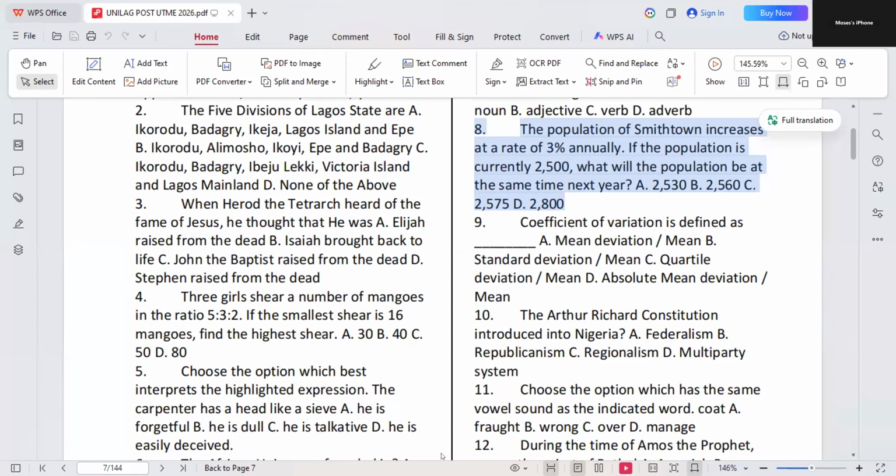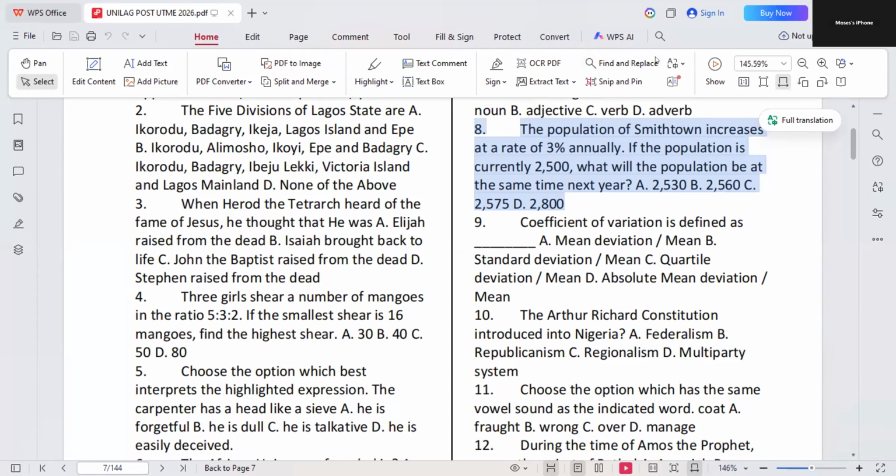Now we are told the population of Smithtown increases at the rate of 3% annually. If the population currently is 25, what will be the population at the same time next year? We're told the population of Smithtown increases at a rate of 3% annually. And now I said something earlier. I said whenever you're having an increase, what do you do? You take the increase and you add it to 100%. Our total percentage is always 100.